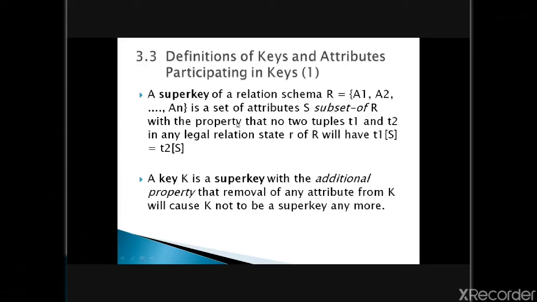It is called a super key if no two tuples t1 and t2 in any legal relation state r of R will have t1 equal to t2, meaning two tuples should not have the same values for the super key. If for this subset no two tuples have the same values, we'll call it a super key.